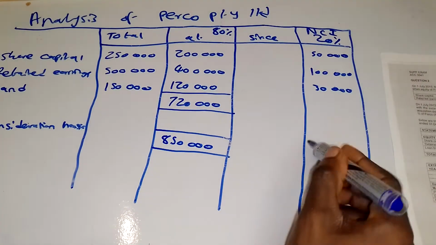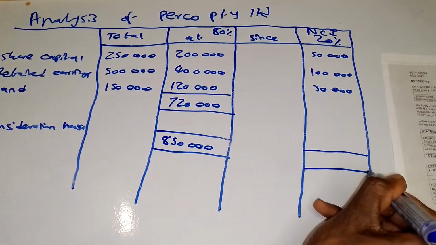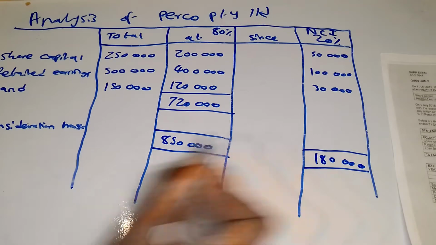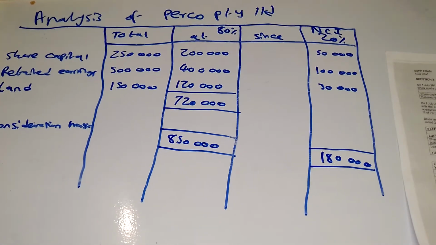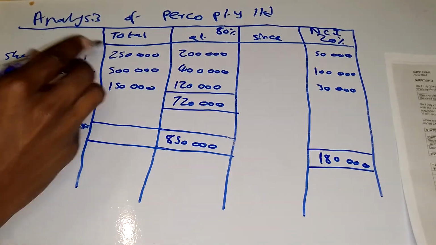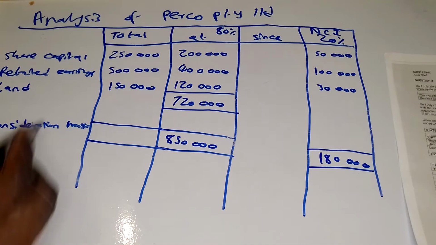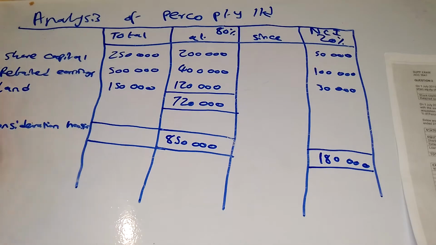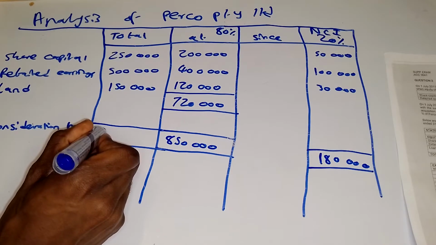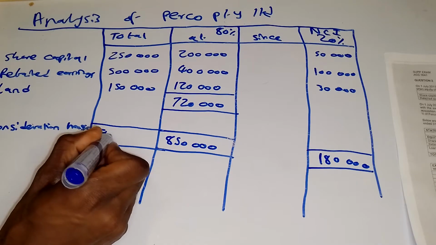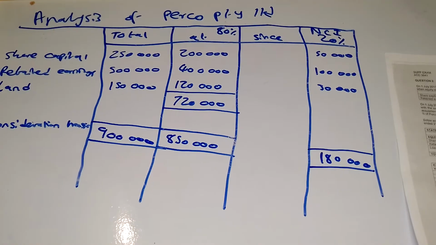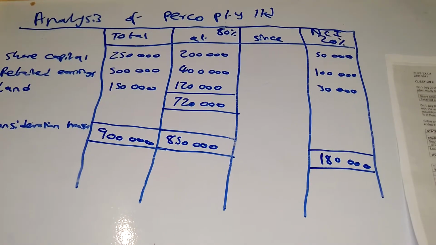Okay, now we can calculate the total on the other side. It's going to give us 180,000. Again, on this side we also have to calculate a total. 250 plus 500 is going to be 750, 800, 900. Okay, it's going to give us an amount of 900. Now we are done with the at acquisition part.